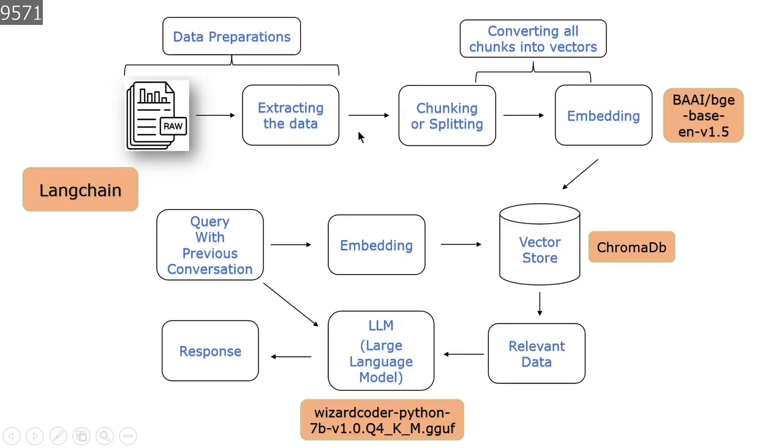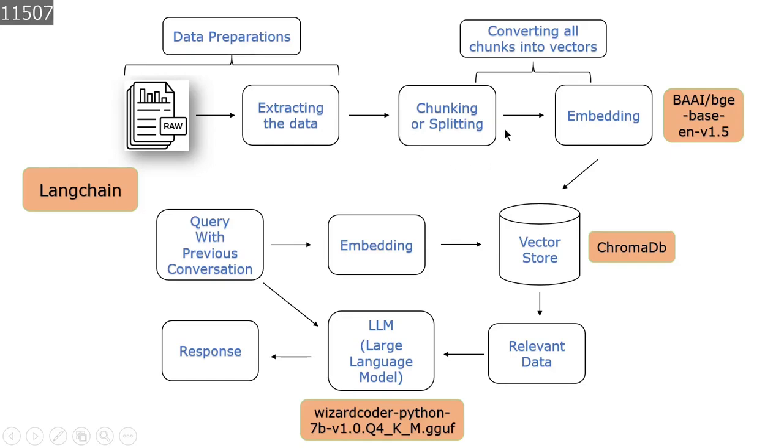So after extracting that data, we are splitting that data into chunks. There are two reasons for that. The first is we only want to pass the relevant information to the LLM. We don't want to pass the irrelevant information to the LLM. And the second reason, all the large language models have some token limit. So that's why we can't just pass all the data to the LLM. We will be passing only the relevant information to the LLM.